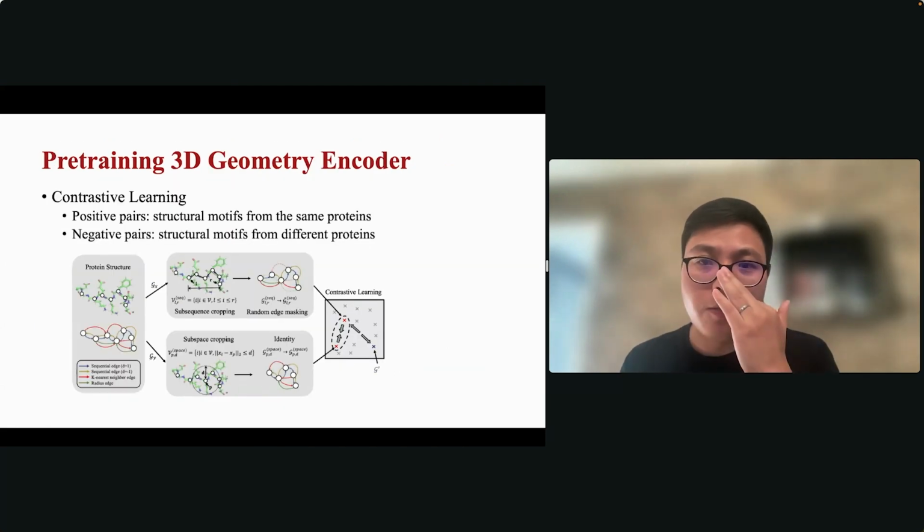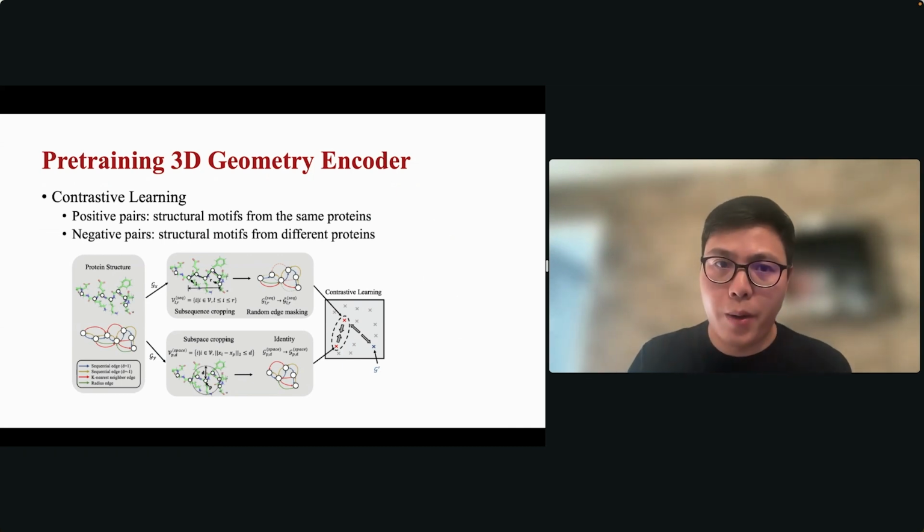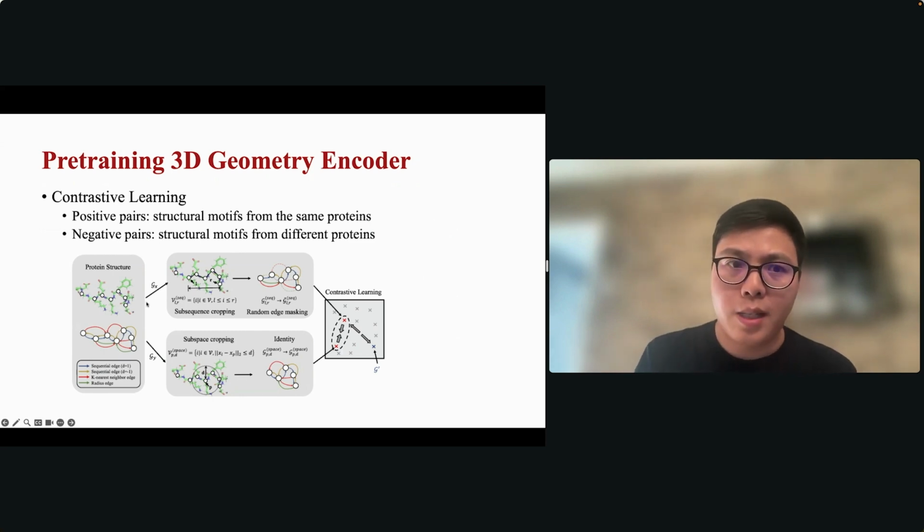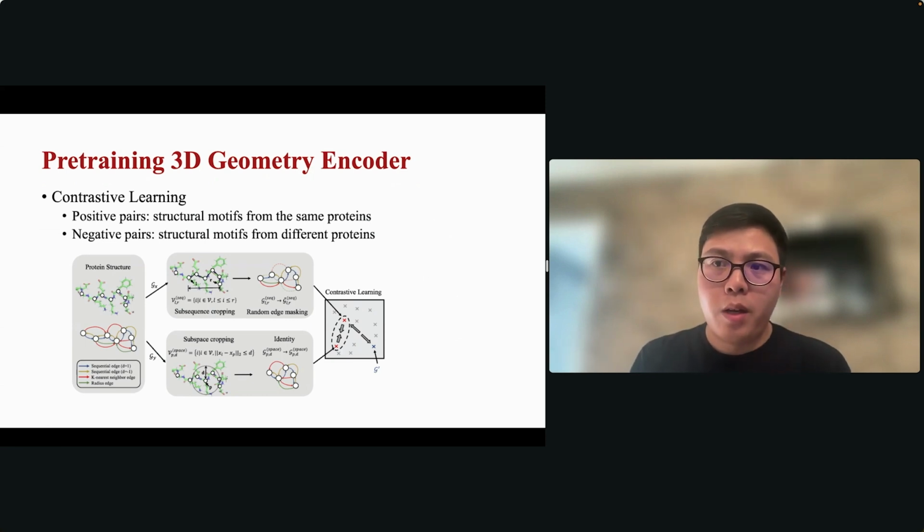So here, the idea is very similar to what we do in image representation learning with self-supervised learning. So the basic assumption here is, okay, we use contrastive learning. We basically assume that for two structure motifs, if they are from the same protein, then their representations should be similar. Otherwise, their representations should be dissimilar. So that's the high level idea.